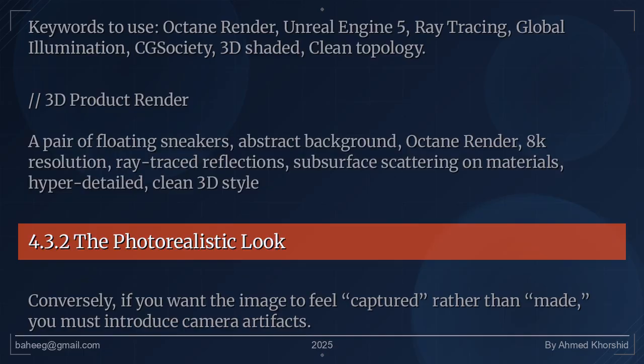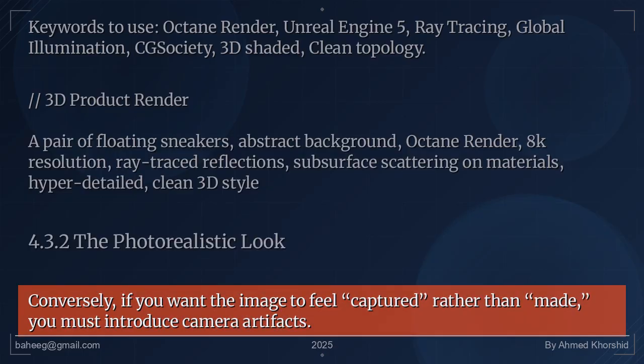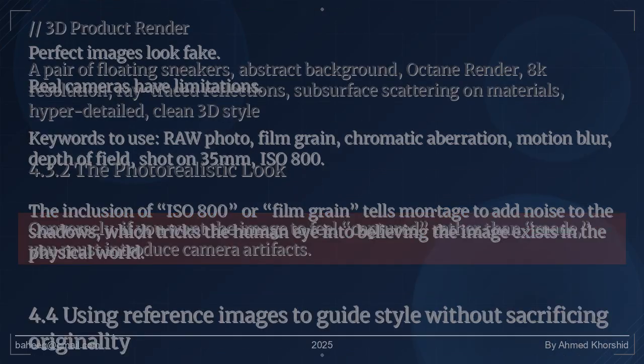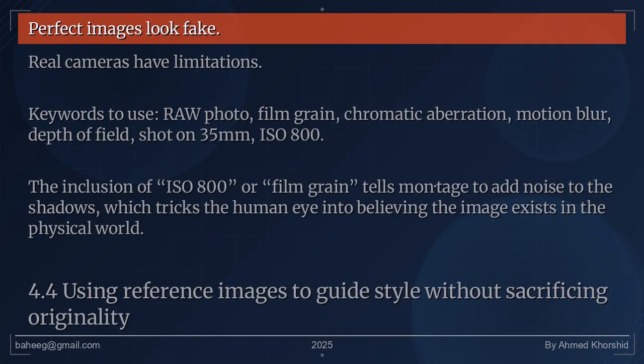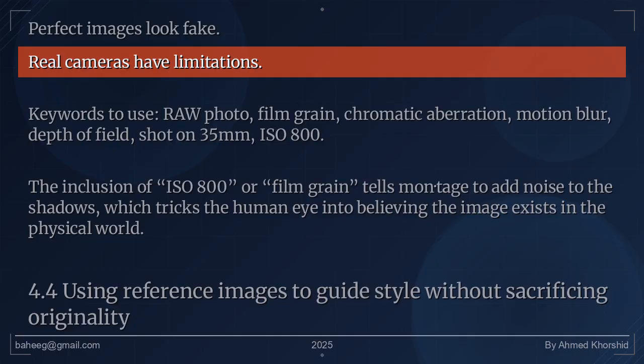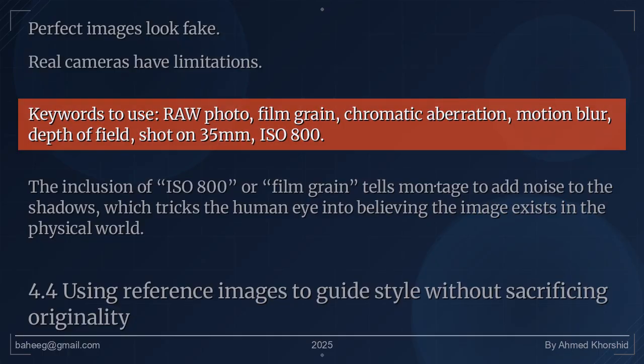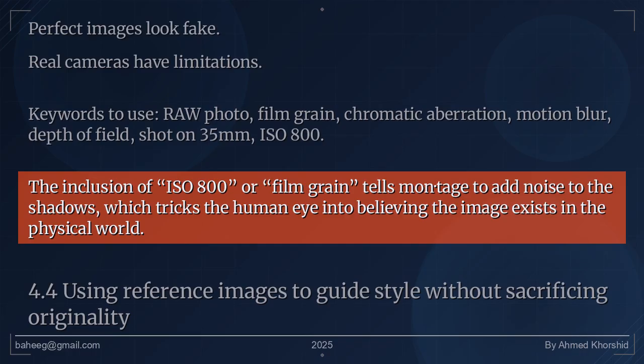4.3.2 The photorealistic look. Conversely, if you want the image to feel captured rather than made, you must introduce camera artifacts. Perfect images look fake. Real cameras have limitations. Keywords to use: raw photo, film grain, chromatic aberration, motion blur, depth of field, shot on 35mm, ISO 800. The inclusion of ISO 800 or film grain tells Midjourney to add noise to the shadows, which tricks the human eye into believing the image exists in the physical world.